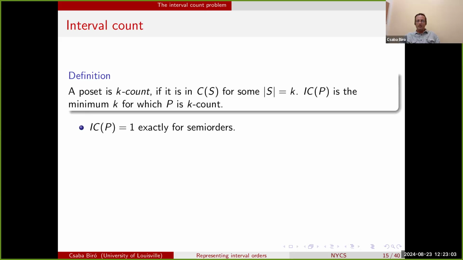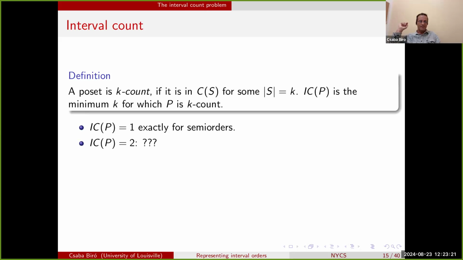So what are the interval count 1 posets? Posets with interval count 1. Looking at the definition, this means that these posets have a representation in which every interval is of the same length. Well, these are exactly the semi-orders. Okay, so what about 2?